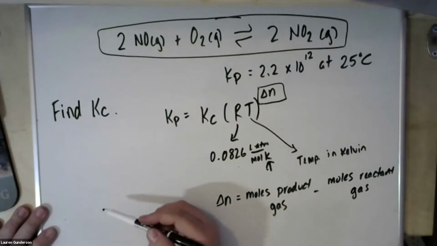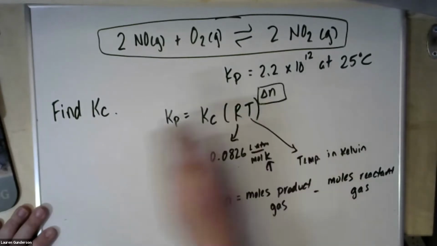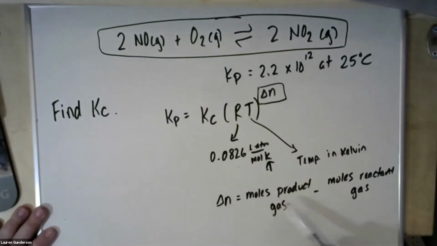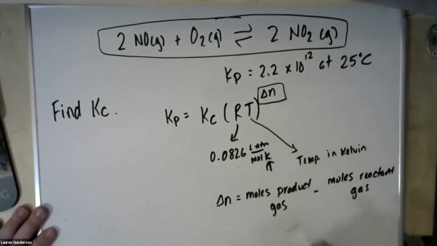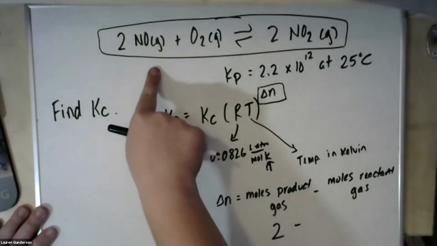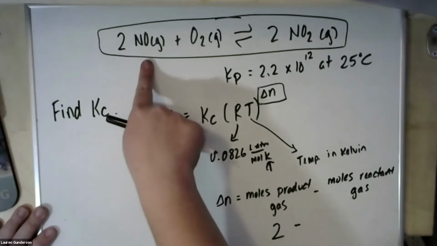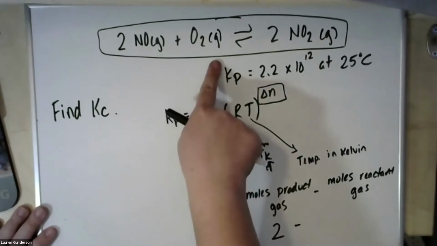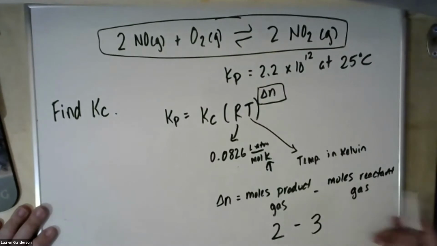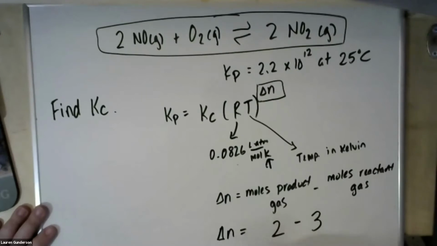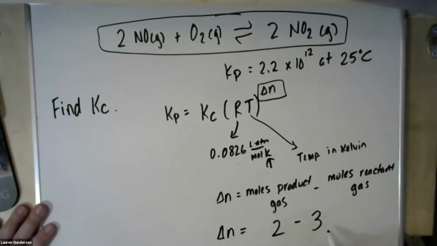You're going to look at the coefficients of the balanced equation and the states of your reactants and products to figure this out. So if we're looking at this overall reaction, on the product side we have 2 moles of NO2 gas, so the moles of our product gas is 2. On our reactant side, there are 2 moles of NO gas and 1 mole of O2 gas. 2 plus 1 is 3, so that's 3 moles of reactant gas overall. So our delta n value in this case is going to be 2 minus 3, or -1.